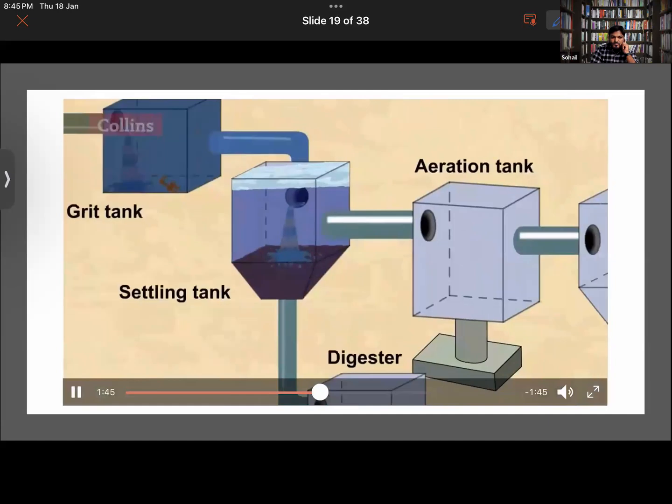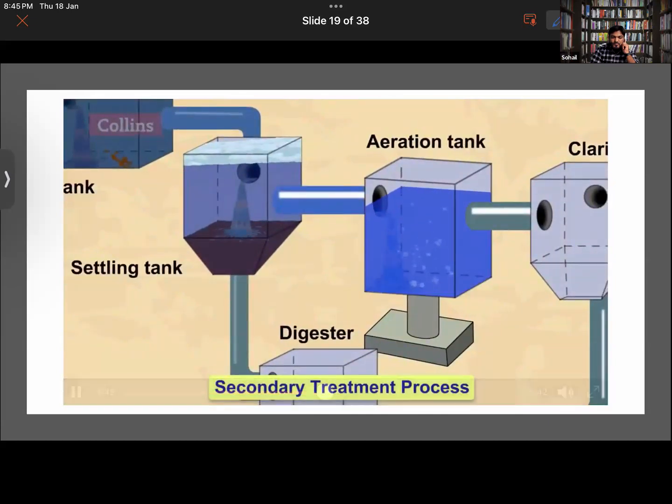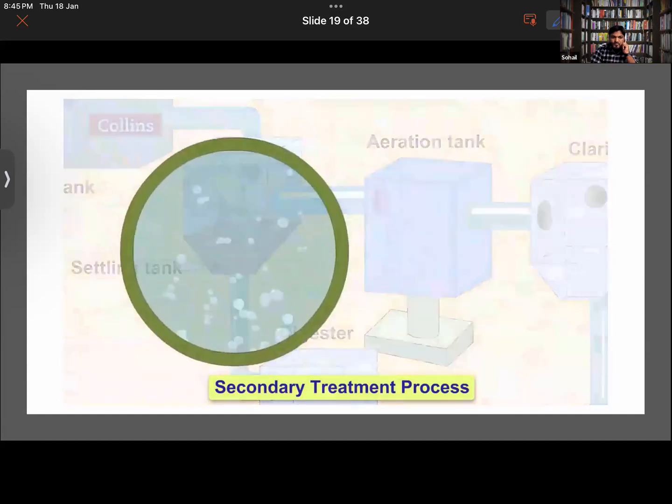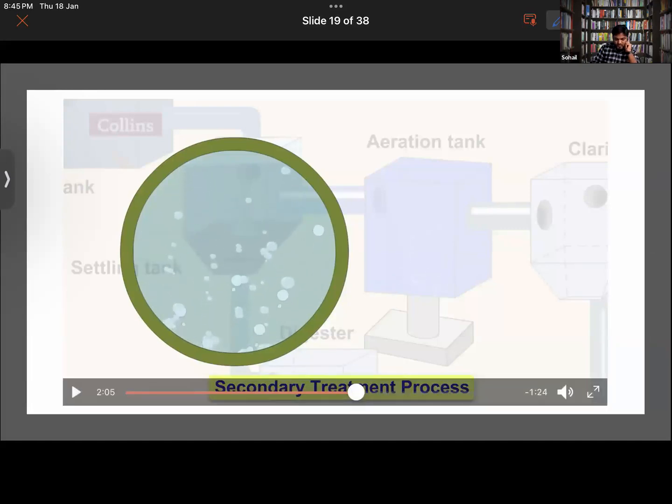In the secondary treatment process, biological or organic wastes are removed. It is a biological process. This is done by transferring the clarified water into an aeration tank where air blowers bubble air, which helps the aerobic bacteria to grow and feed on the organic contaminants. See, in the aeration tank, air is being pumped from beneath, so that aerobic bacteria can grow and feed on the organic waste.